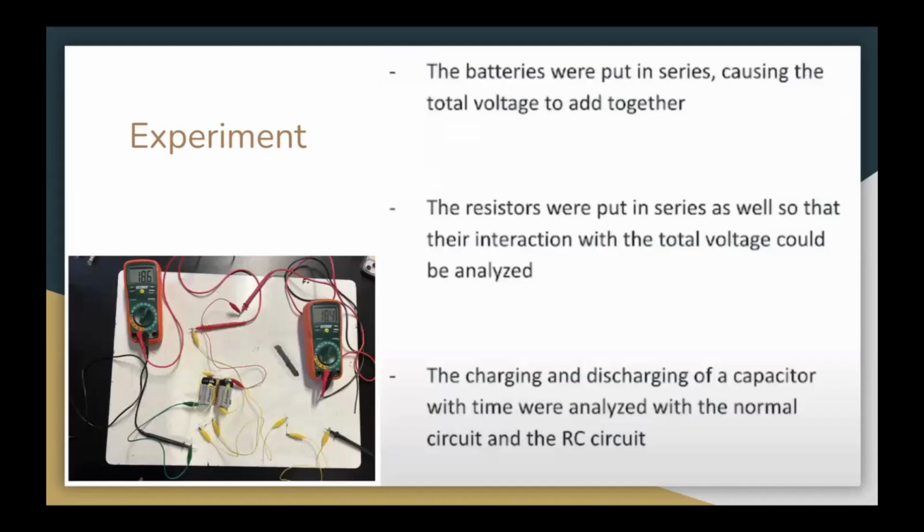The batteries were put into a series, causing the voltage to add together. The resistors were put in series as well, so that their interaction with the total voltage could be analyzed. The charging and discharging of a capacitor with time were analyzed with the normal circuit and the RC circuit.